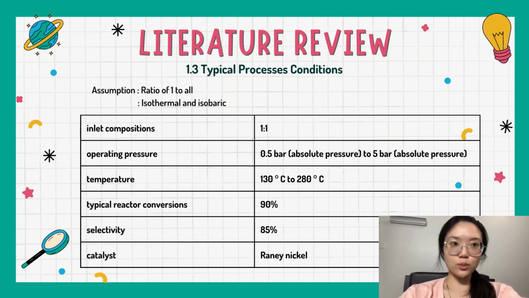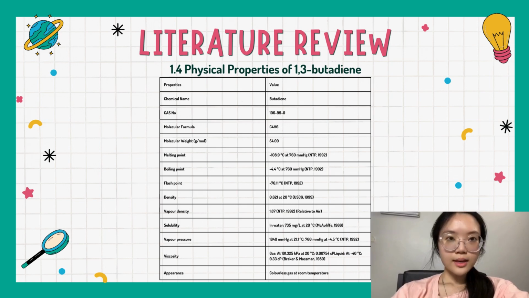Temperature is set at 130 degrees to 280 degrees. There is 90% typical reactor conversion and 85% selectivity. Raney nickel is acting as the catalyst. This table shows some physical properties of 1,3-butadiene, such as melting point, boiling point, vapor pressure, and density.